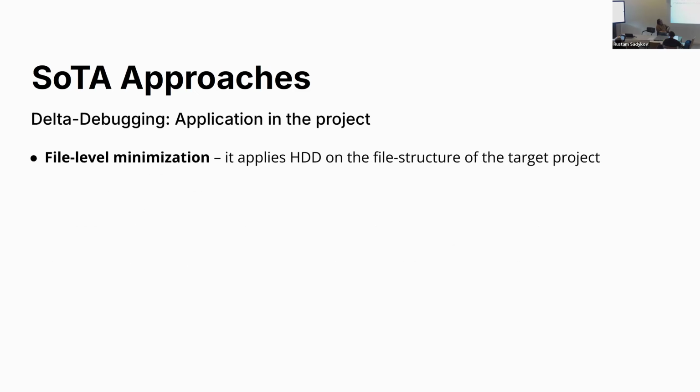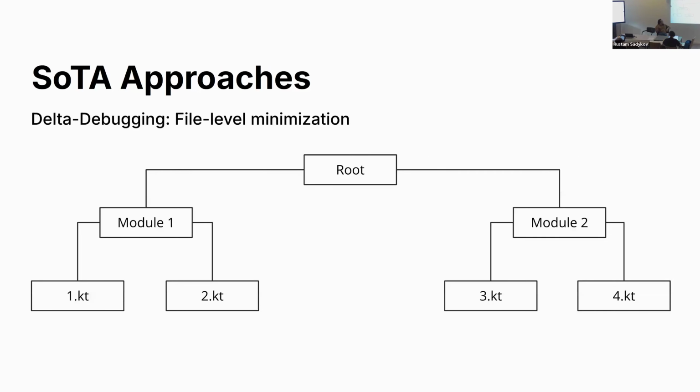And yeah, let's look at how we implement some algorithms in practice, and we'll look at the real problems on real projects that we have. For example, the first algorithm that we have implemented is file level minimization. It's basically a hierarchical delta debugging modification, and it looks like we have this structure of the project.